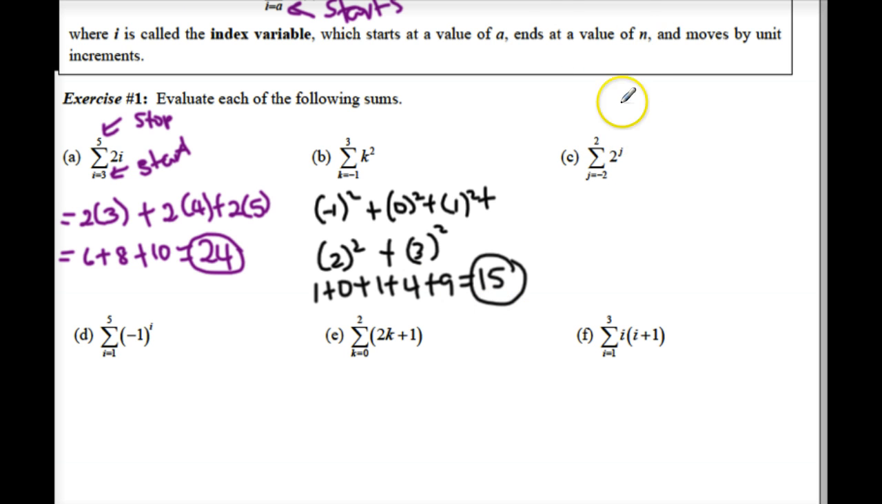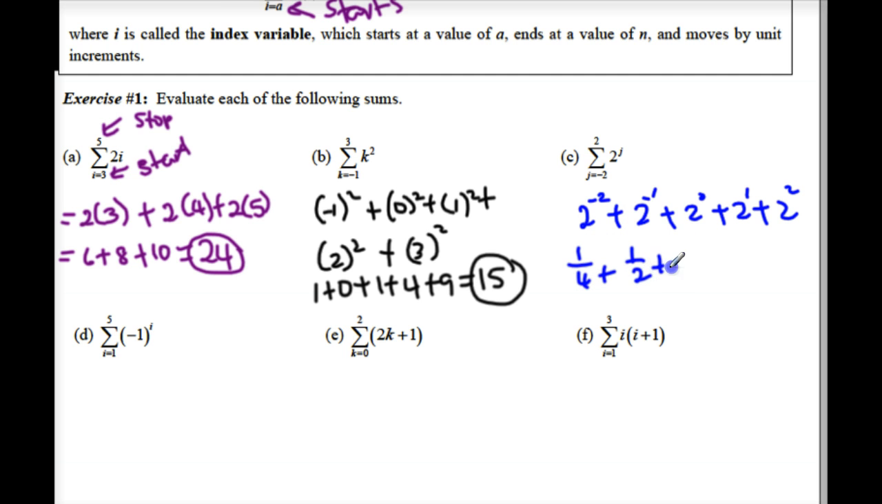For C, notice where my j is. Now I'm dealing with j. j goes from -2 to 2, and it says 2 to the j power. And j is in the exponent. So this becomes 2 to the -2 plus 2 to the -1 plus 2 to the 0 plus 2 to the 1 plus 2 to the 2. Then I'm going to simplify this. This becomes 1/4 plus 1/2 plus 1 plus 2 plus 4, which is the same thing. And if you do this on your calculator, it is 31/4. And that will be my final answer.